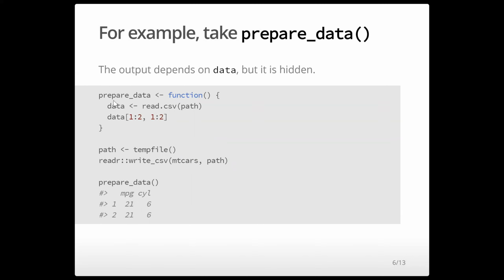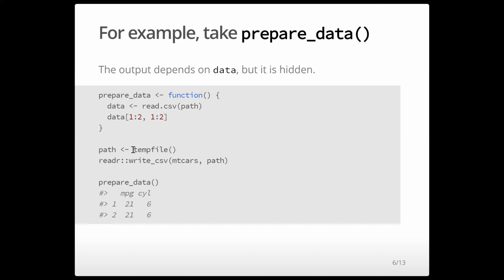So let's take this function as an example, prepare data. What it does is read some file from some path, store the value in data, and then only select the first 2 rows and the first 2 columns. So let's call that function prepare data.